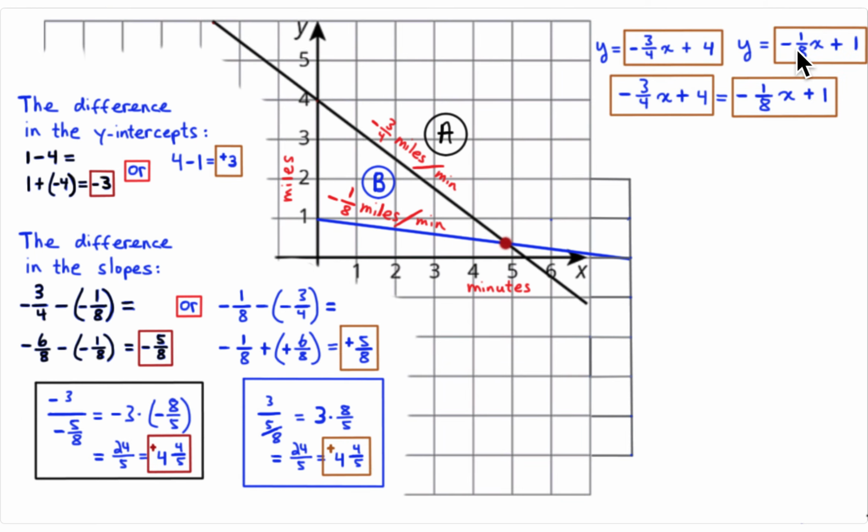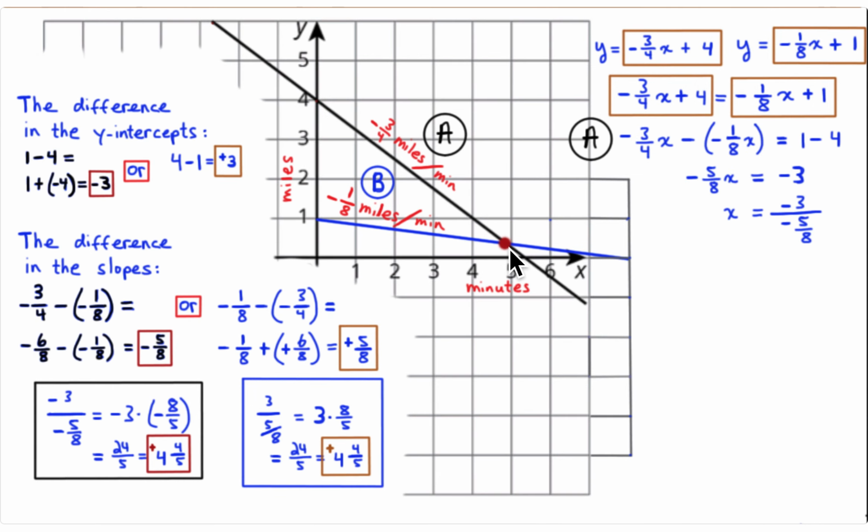All right, so here are the two equations, and you can take these two expressions and set them equal to each other. That's using the transitive property. They're both going to be the same y coordinate away from the restaurant, but one expression is the negative 3/4 x plus 4, and the other expression is a negative 1/8 x plus 1. So those are equal to each other when they are this distance away from the restaurant. So what's the x value to get to that distance?